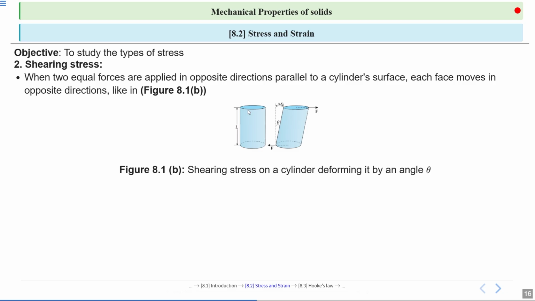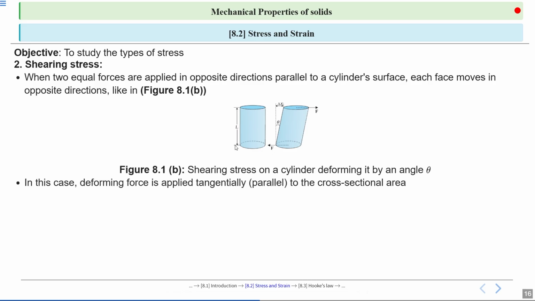We see here a cylinder experiencing shearing stress. The force is causing each face of the cylinder to move in opposite directions. And this one, backward and forward direction. This is forward direction, this is backward direction. This visual helps us understand how the material deforms by an angle theta. All right.